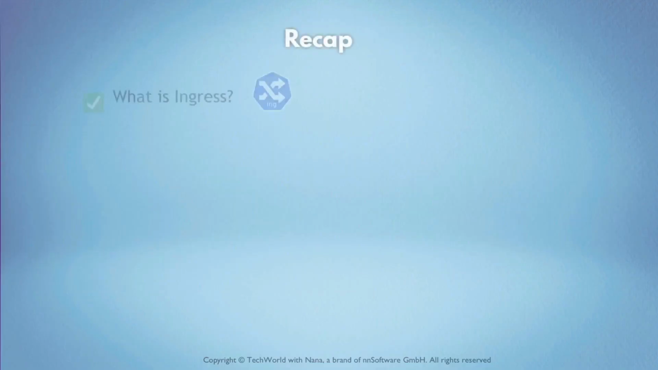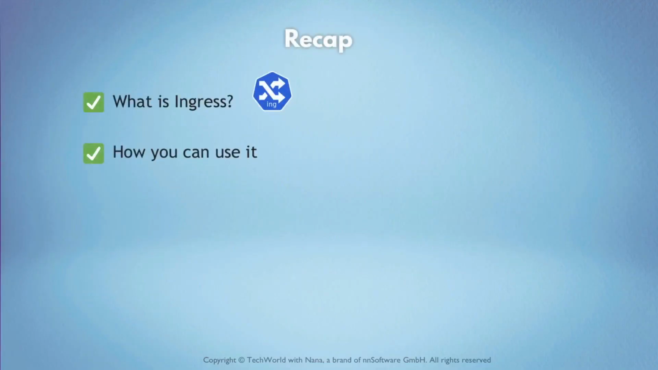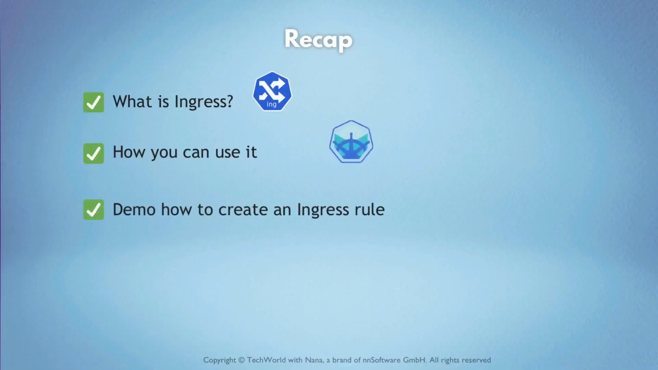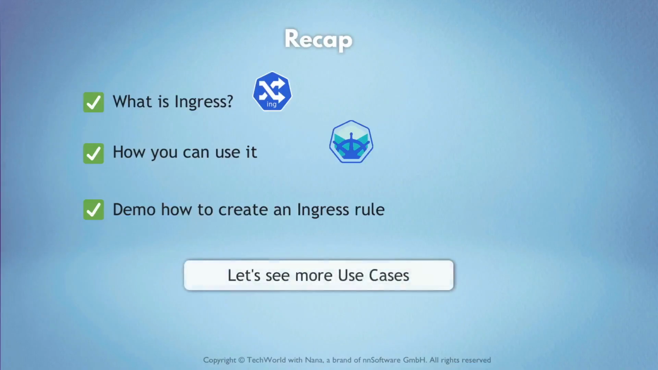So till now, I have shown you what Ingress is and how you can use it. I've also shown you a demo of how to create an Ingress rule in Minikube, but we've used only a very basic Ingress YAML configuration. Just a simple forwarding to one internal service with one path. But you can do much more with Ingress configuration than just basic forwarding. And in the next section, we're going to go through more use cases of how you can define more fine granular routing for applications inside Kubernetes cluster.